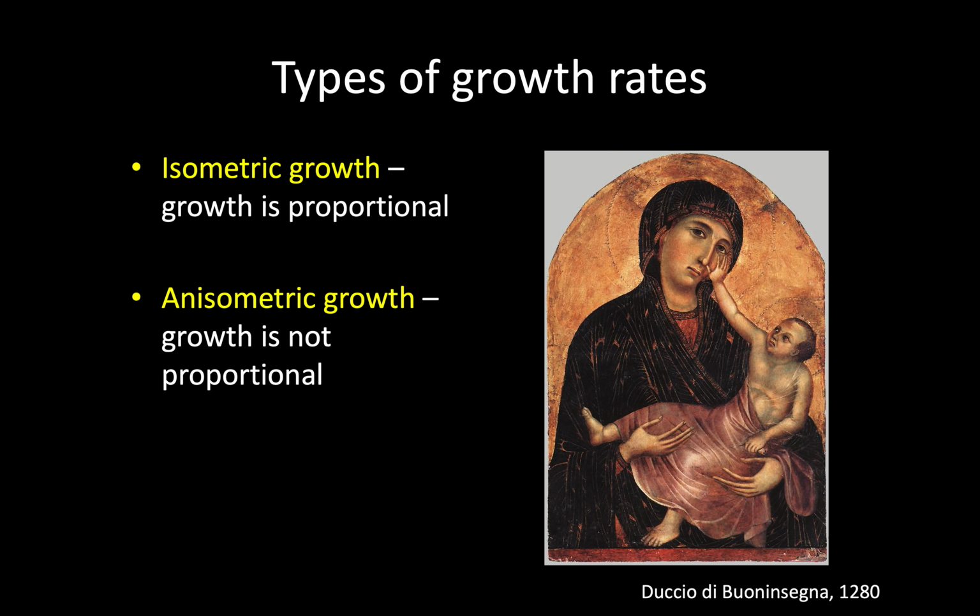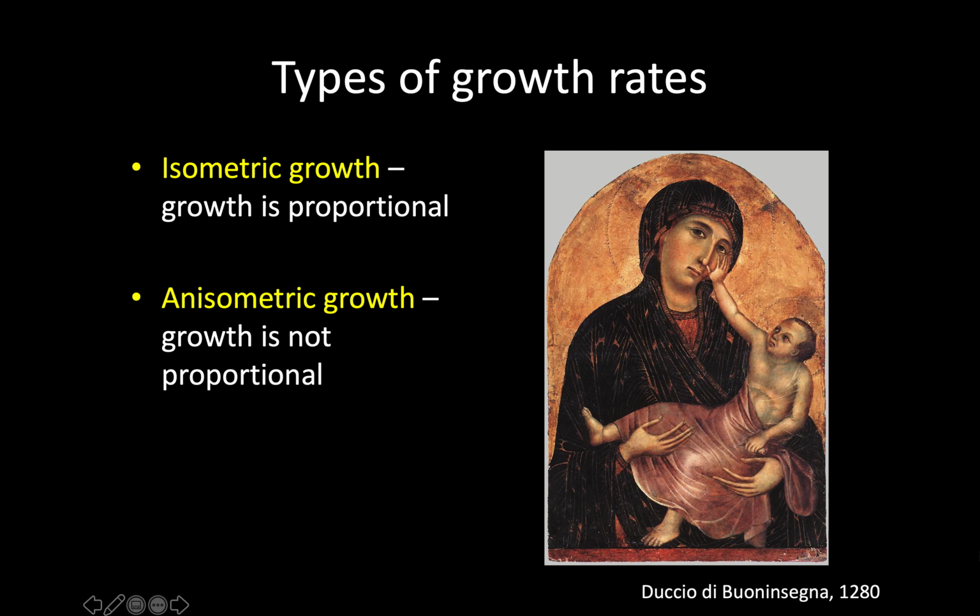Okay, so types of growth rates. Isometric growth. Growth is proportional. Anisometric growth. Growth is not proportional. Isometric, you might remember that term from mineralogy. It means all crystal axes of the same length. So it means kind of similar here. Iso means same. It is growing proportionally. Every side is increasing at the same rate. Anisometric growth, different parts are growing at very different rates. This is the more common type of growth, anisometric.